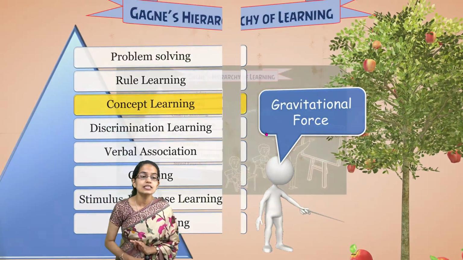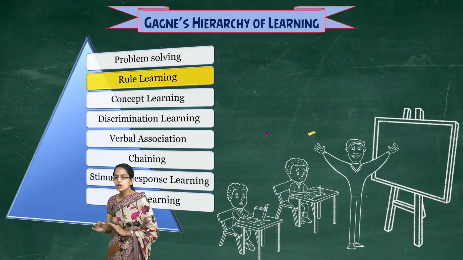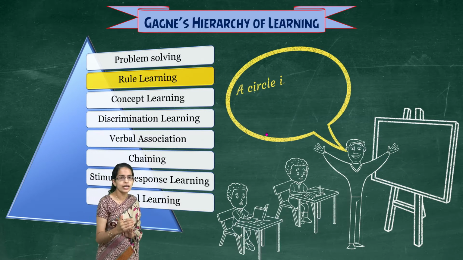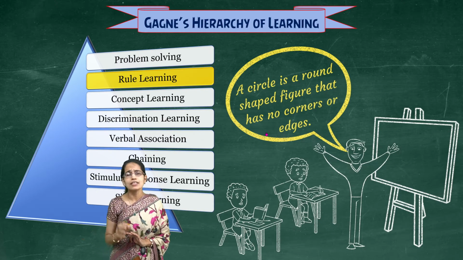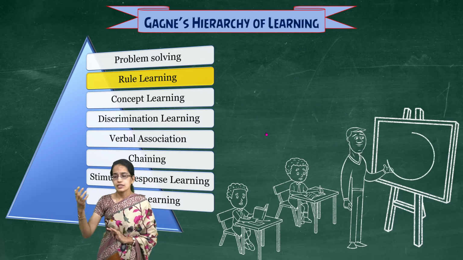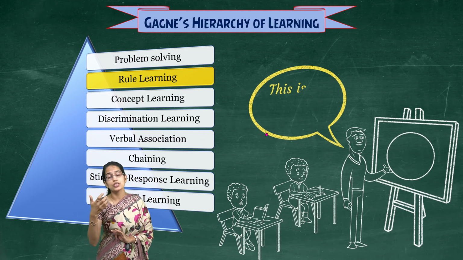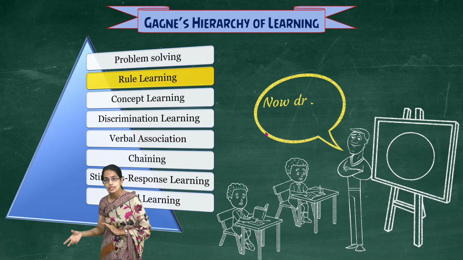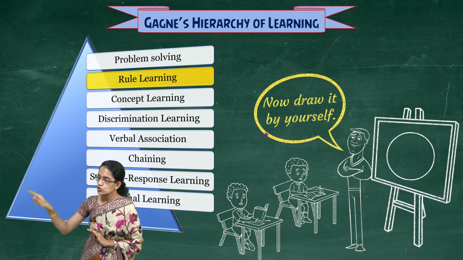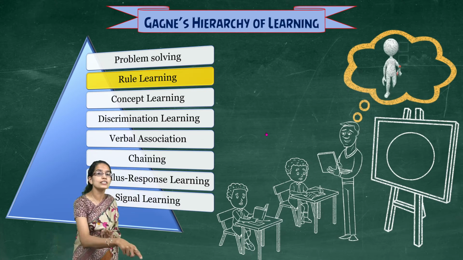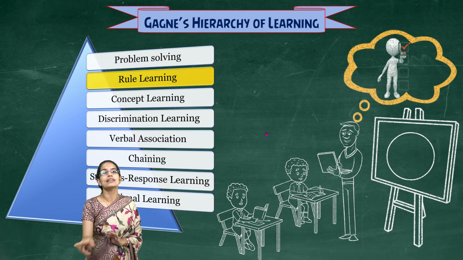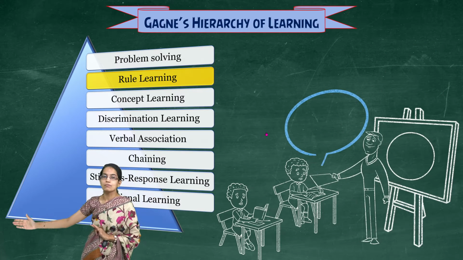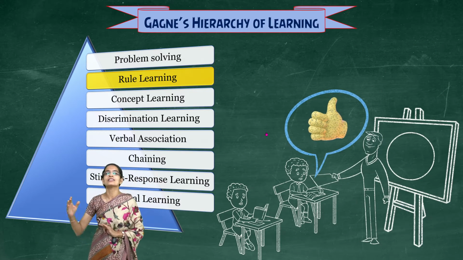The next is rule learning. Rule learning is a simple cognitive order of learning where at first I have a teacher or a person introducing to you what a circle is. Then you are introduced to how you draw this circle. Then the person draws and shows you the circle, asks you to draw a circle, and then finally checks your copy. So there is a relationship that has been built in this sequence, and this is the rule of learning.